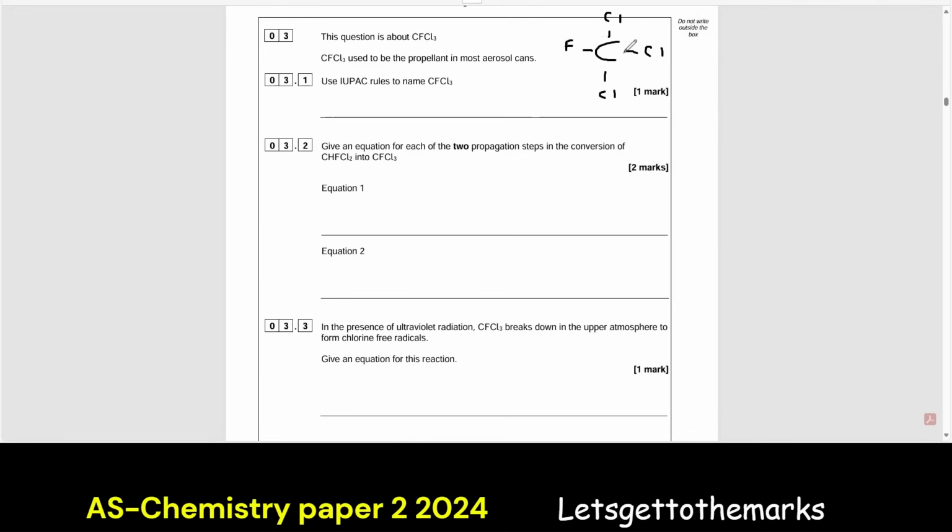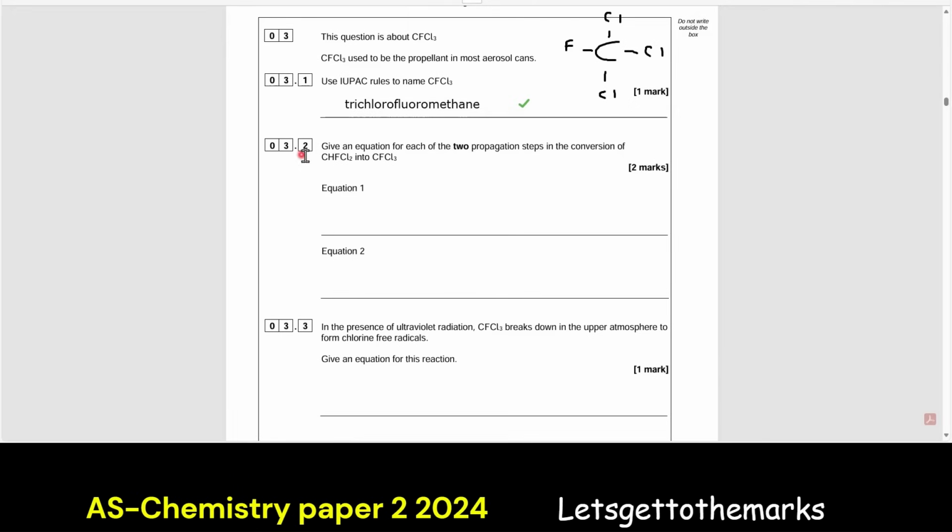Now, do I need to number the carbons? No. So I don't need to go 1,1,1-trichloro. I can just go trichloro because there's only one carbon in it. So this is going to be trichloro. Fluoro. We don't need to number it and say one fluoro because it's just one fluoro. And then it's methane, which is not spelt like that, it's spelt like that. So it's trichlorofluoromethane. Lovely bubbly. And that will get us a mark.